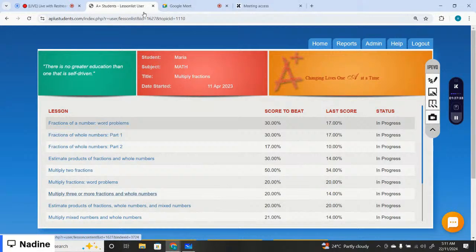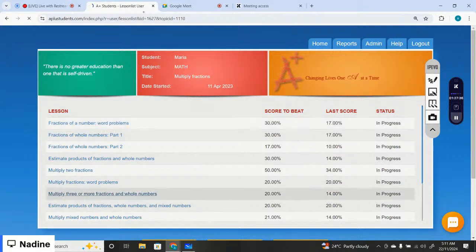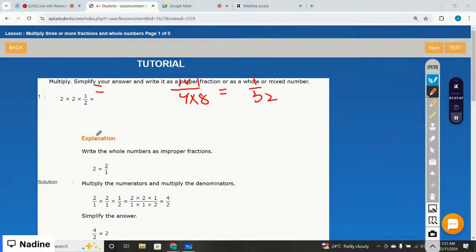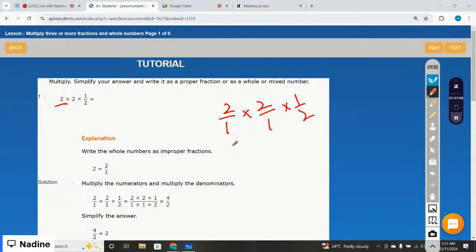What problems you have to do on your own? Multiply 3 or more fractions and whole numbers. 2 times 1 by 2. Because you do not have any denominator with these numbers, you can write them like this: 2 by 1 times 1 by 2. Now they are all fractions. Just multiply their numerators and multiply their denominators. That is 4 over 2. So 4 divided by 2 is 2. The correct answer is 2. Got it?